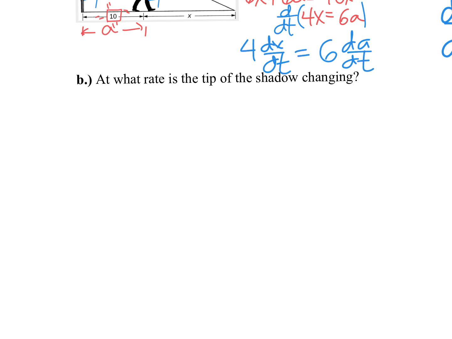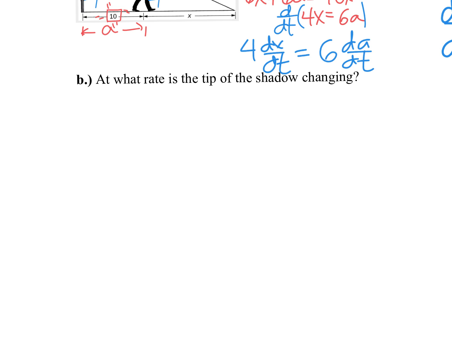Not the angle, no. The tip of the shadow would be dx/dt plus dA/dt. Does that make sense? Because if you want to know how quickly the shadow changes, aren't they working together? One is increasing as you go away from the pole, and one is the distance between him and the end of the shadow.